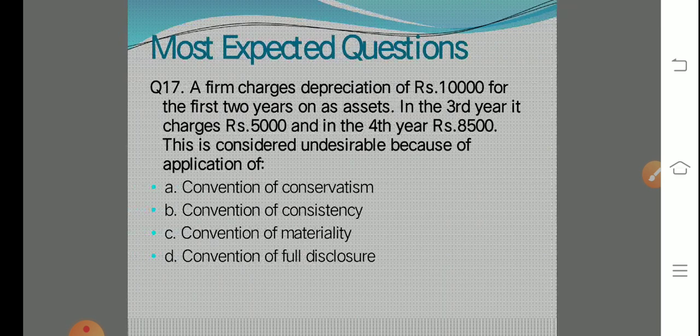A firm charges depreciation of rupees 10,000 for the first 2 years on an asset. In the third year it charges rupees 5,000, and in the fourth year 8,500. This is considered undesirable because of the application of A, convention of conservatism, B, convention of consistency, C, convention of materiality, D, convention of full disclosure. So let's see what the correct answer is, and the correct answer is B, convention of consistency.